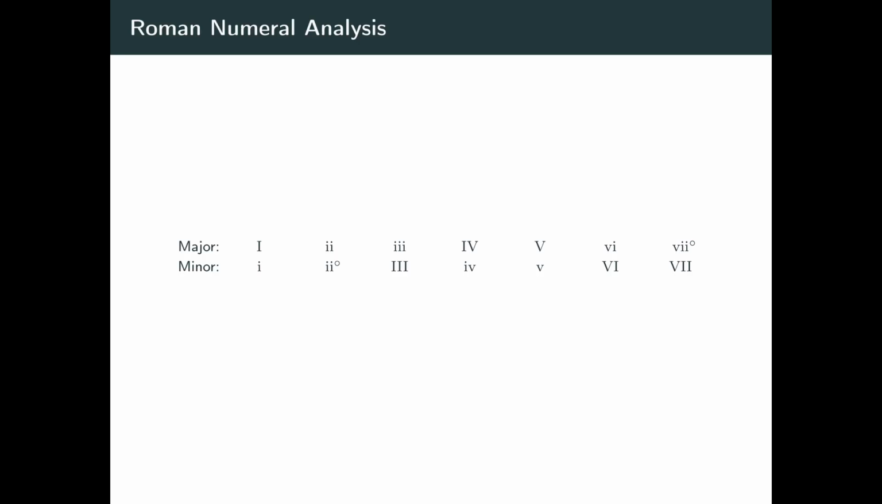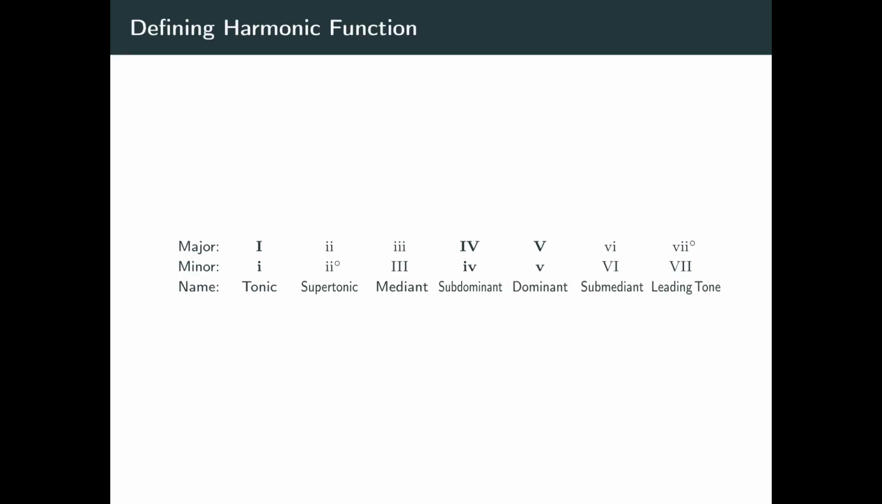Roman numerals can be grouped together based on which primary triad they act like. Which ones are the primary triads? 1, 4, and 5 are the primary triads. Remember that each diatonic chord has a name. So what are the names of the three primary triads? Tonic, subdominant, and dominant. These three names are used not just for the chords themselves, but also to identify the harmonic functions of these chords.